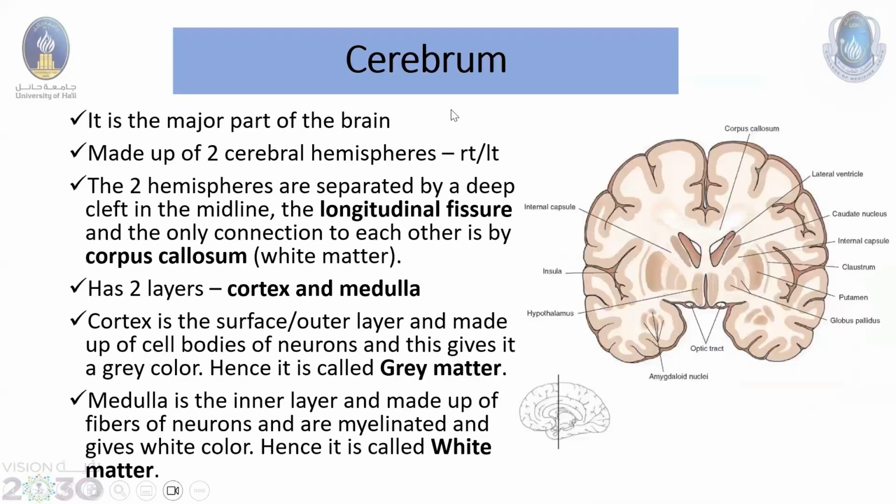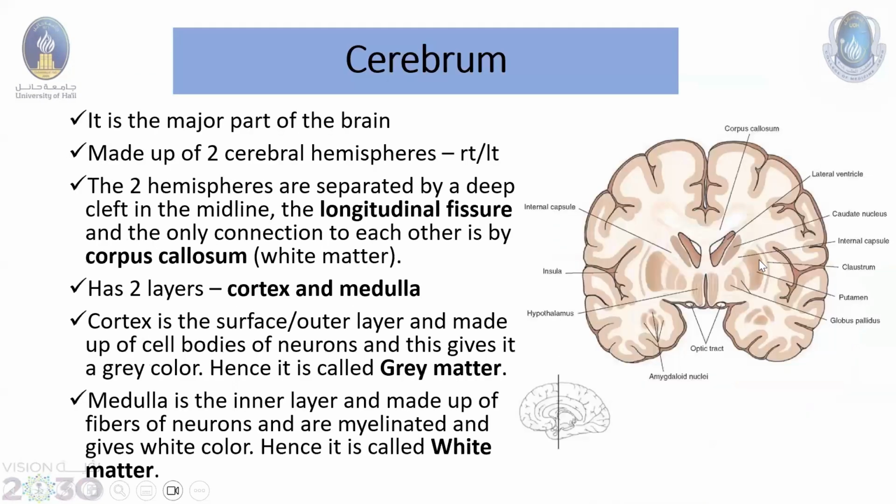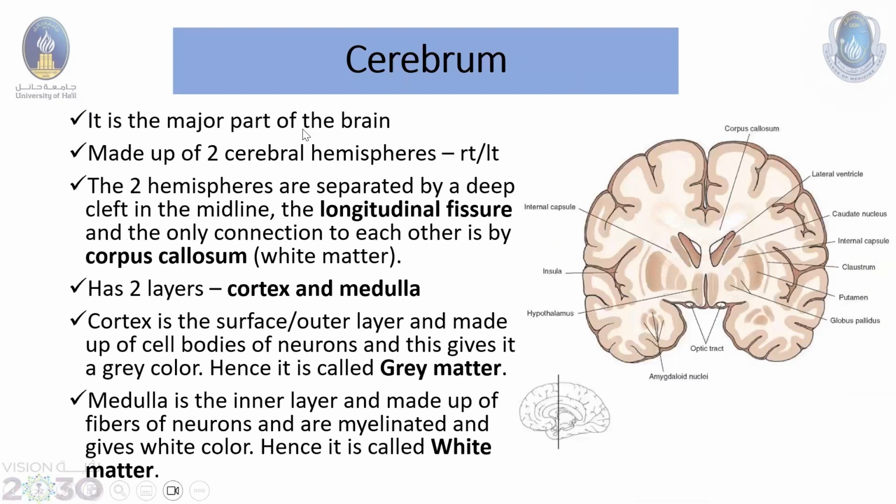In this lecture, we'll mainly discuss the cerebrum. This is the major part of the brain. As you can see here, the largest part of the brain is the cerebrum. It is made up of two cerebral hemispheres. What you are seeing here is the left cerebral hemisphere. On the other side, there is one more cerebral hemisphere. Together there are two cerebral hemispheres, right and left.